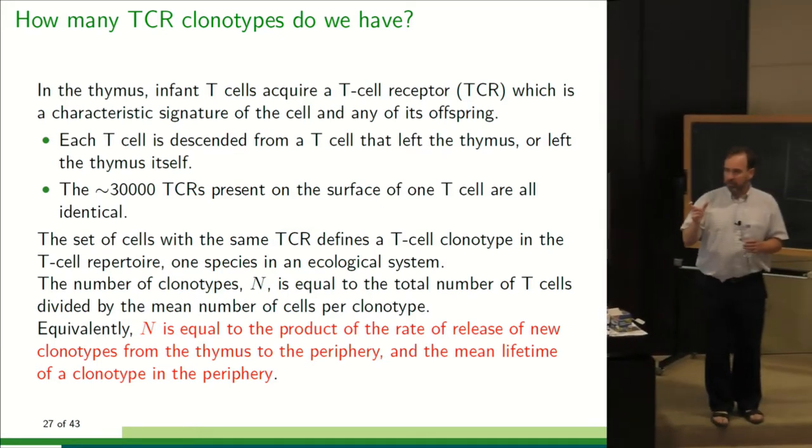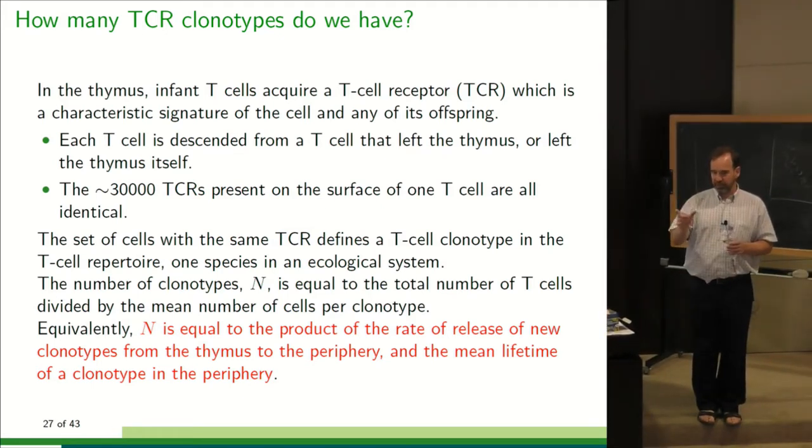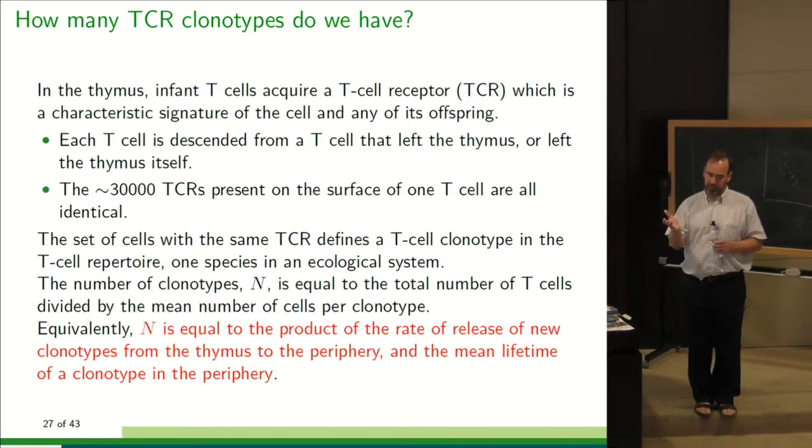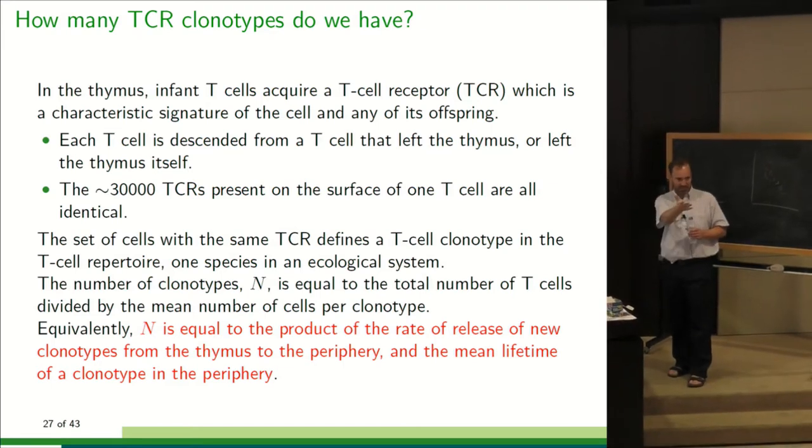Nobody knows yet how many different types of T cells we have in our bodies, how many different TCRs. Most people agree that we have 10 to the 11 T cells.